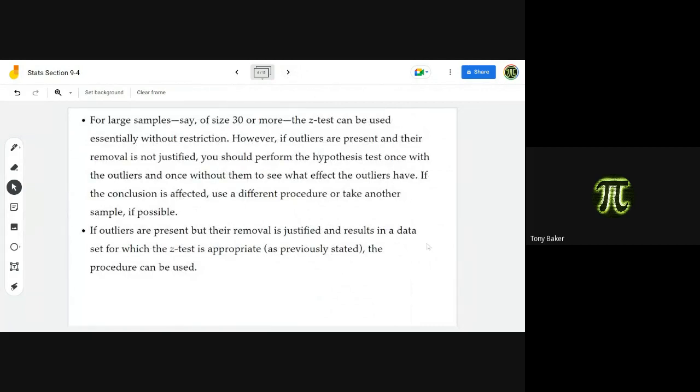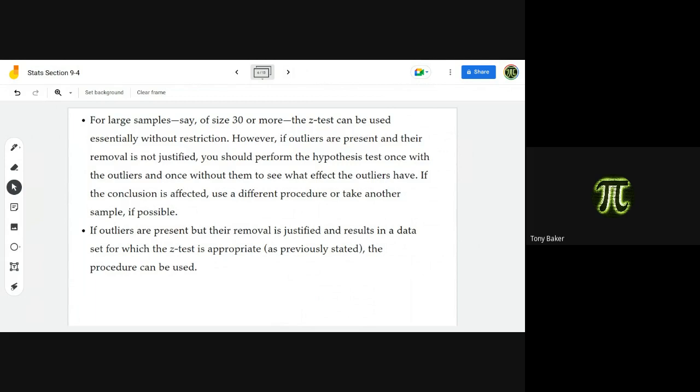If we have more than 30, we can use it without restrictions, except if there are outliers. So if there are some outliers, and we can't justifiably remove them. If you remember, the situation we talked about last week was the chicken. We had one person who didn't eat chicken at all. We could justifiably remove that because we're talking about people who eat chicken. Or if we could justify it by there must have been some error in the actual data, we can remove it. That's fine.